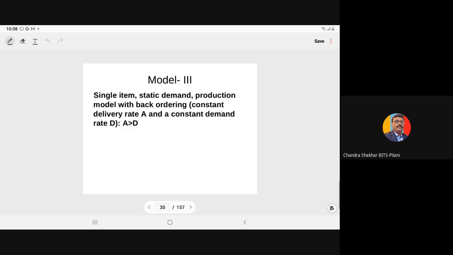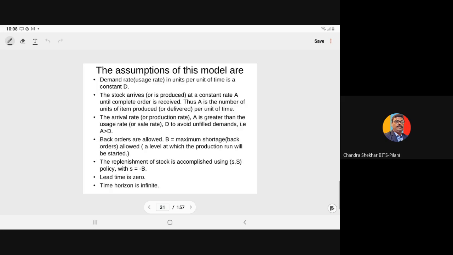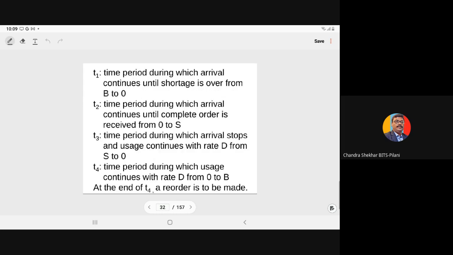So, welcome to the next lecture of Math F242. In the last class, we started this Model 3. In this, we have a single item, static demand, production model with back ordering. We have considered a constant delivery rate A and constant demand rate D, with the condition that A should be greater than D. Following are the assumptions for this model. We have already studied these assumptions.